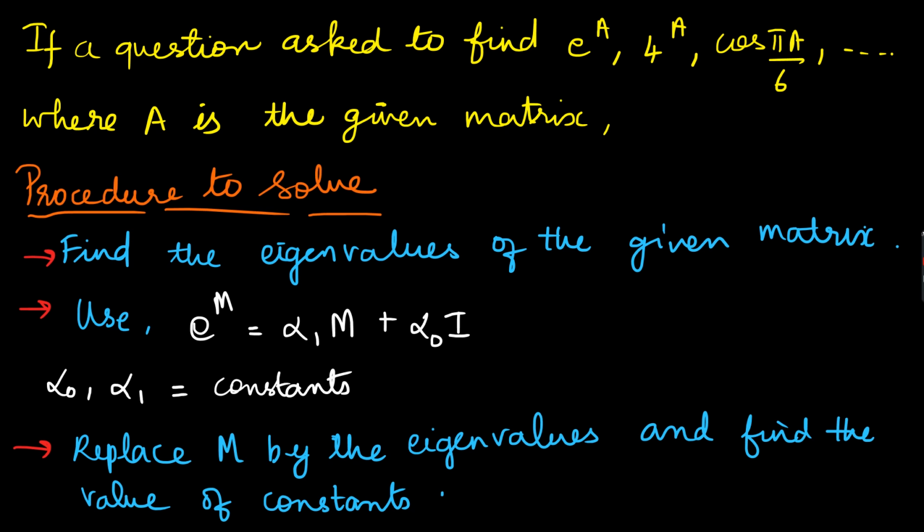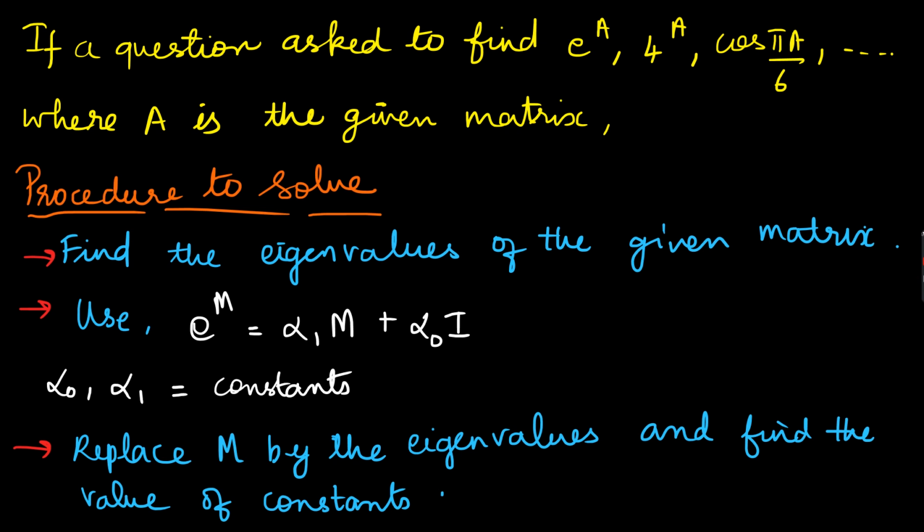How do we solve such problems? The first step is to find the eigenvalues of that particular matrix. Then use e power M equal to alpha 1 M plus alpha naught I. Instead of e power M, you can use what is given in the question, like 4 power A, cos pi A, or sin pi A, and it is equal to alpha 1 M plus alpha naught I. Here alpha naught and alpha 1 are constants, M is the matrix, and I is the identity matrix.